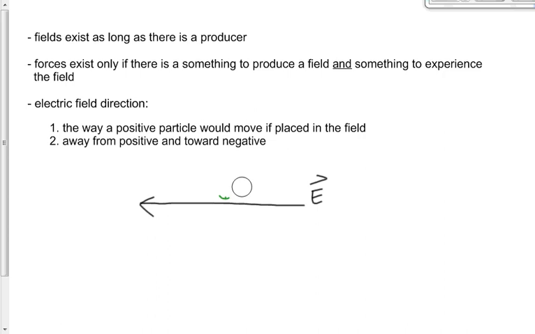Actually, no, let's do this. Let's put a negative particle in that field. Tell me which way that negative particle is going to be forced. There's going to be a force on that particle. Which way is it going to be forced? It's going to go to the right. It's going to go opposite to the direction of the field.